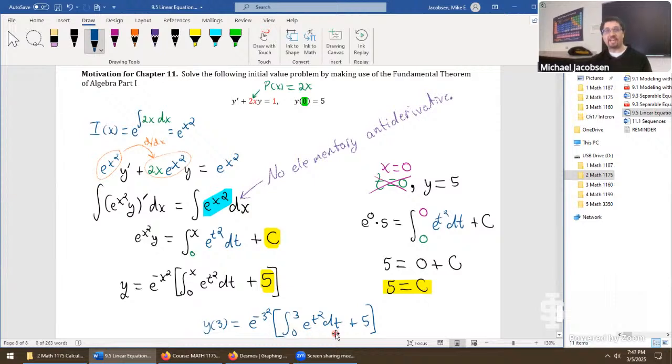How would you even compute that? We still don't have an antiderivative for e to the t squared. That doesn't change just because we used the fundamental theorem. But now you have Simpson's rule, trapezoid rule, all those other approximation methods could be used right there. And that's what's occasionally done in differential equations.